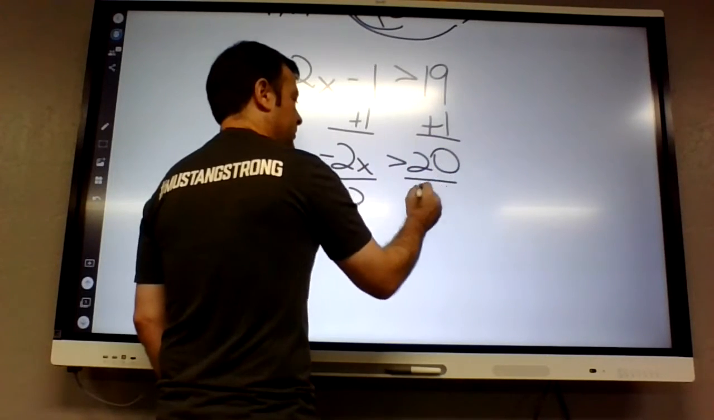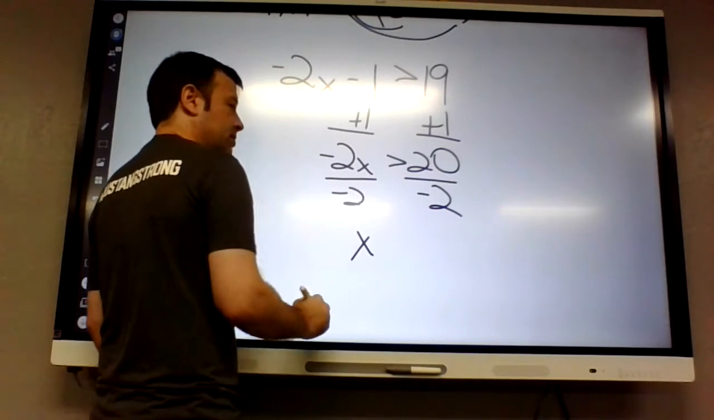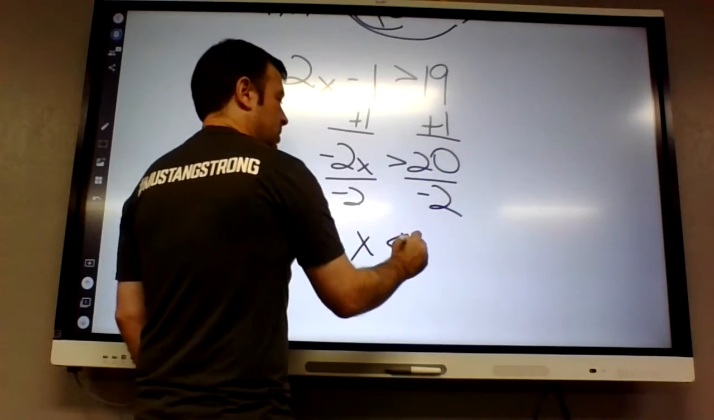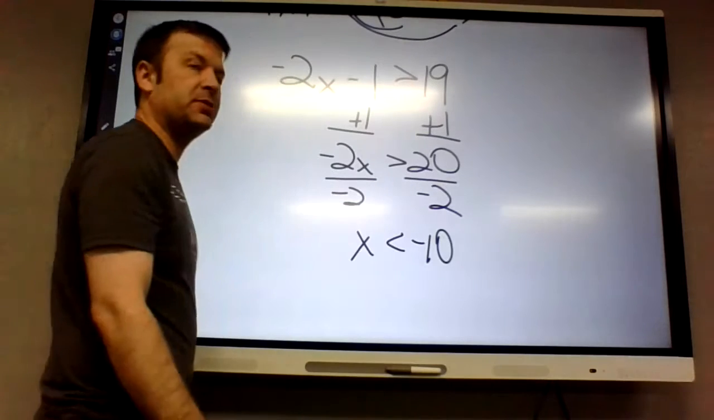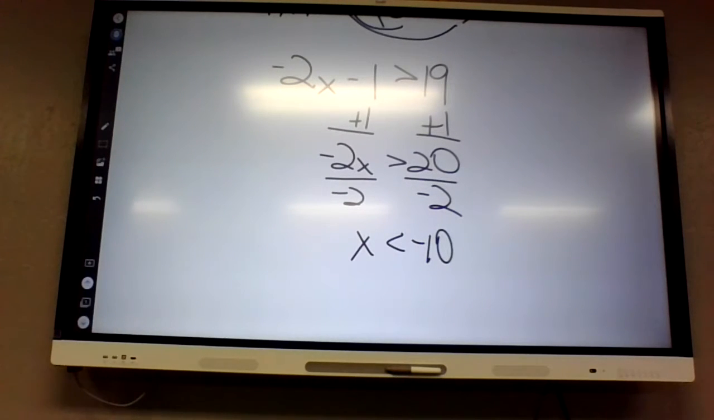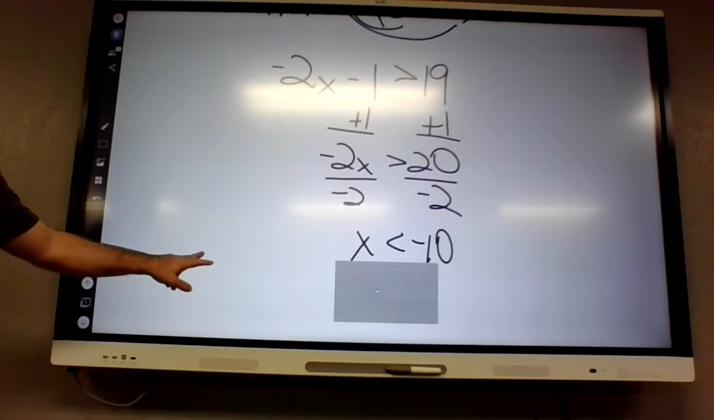What do I have to remember when I divide by negative 2 here? Well, the inequality switches, right? So it becomes x is less than negative 10 instead of greater than. Okay.